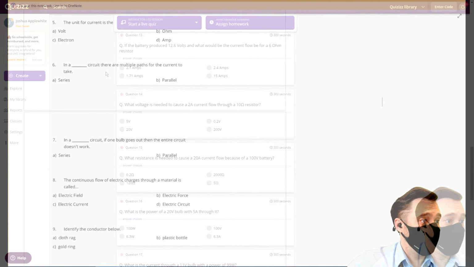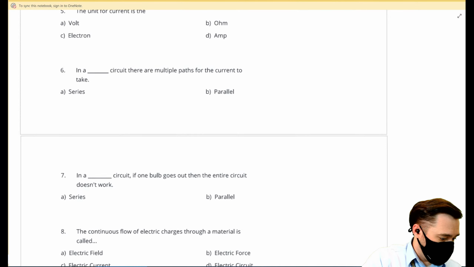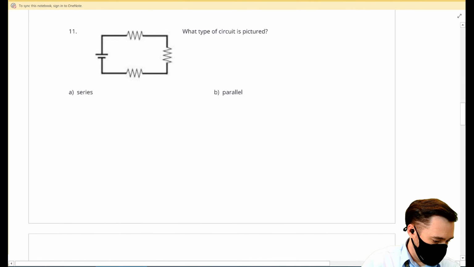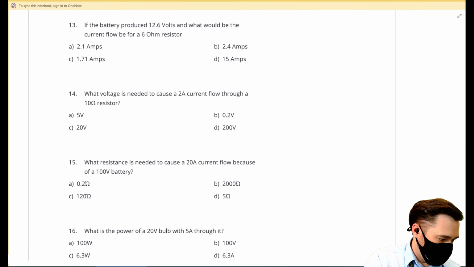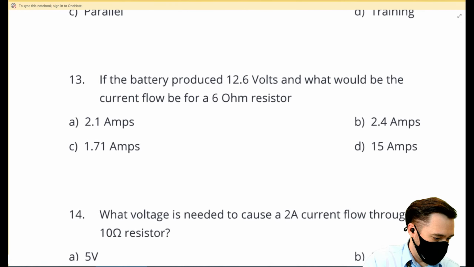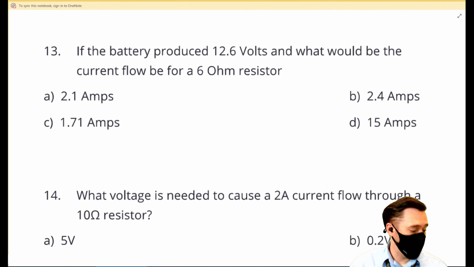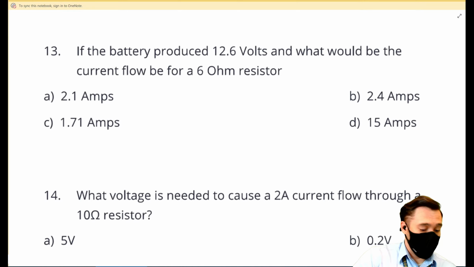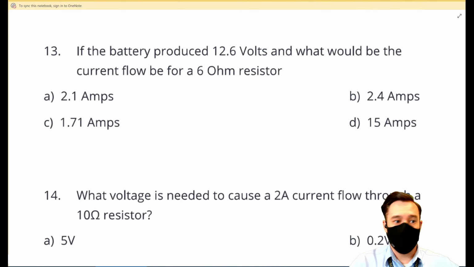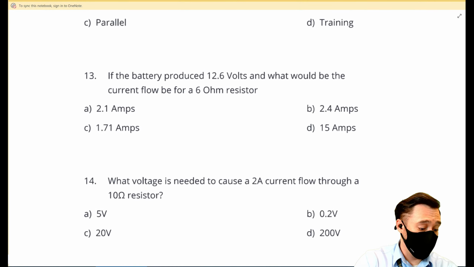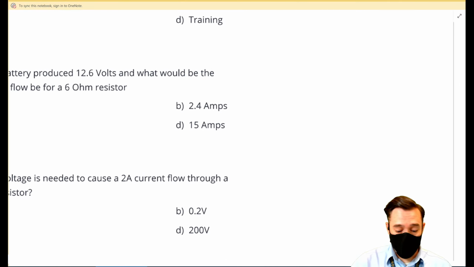So we're going to start with this first one here, number 13. If a battery produces 12.6 volts, what would the current flow be for a 6 ohm resistor? All right, so Josh says 2.1 amps. Okay, so with this, before we even start trying to figure out what equation to use, let's do what we normally do. We write down our knowns, write down our find, and then I'm going to give you guys an equation.